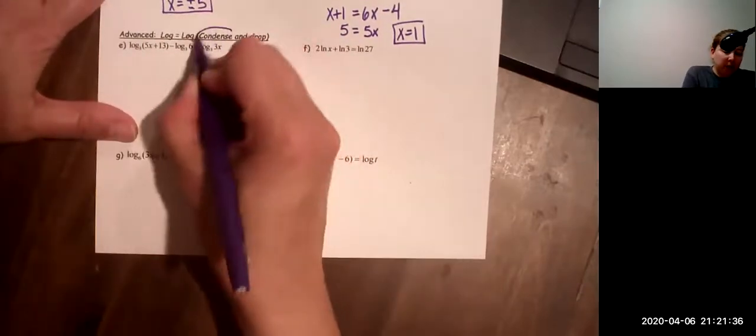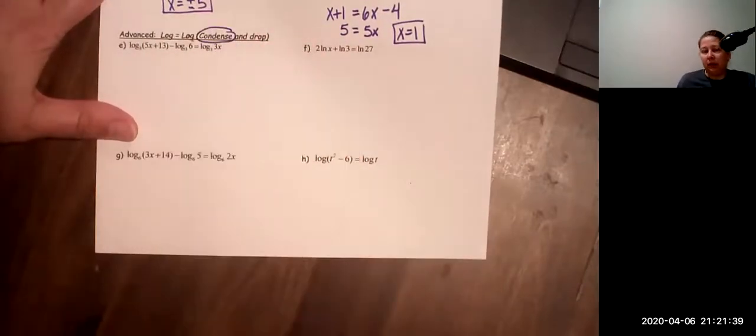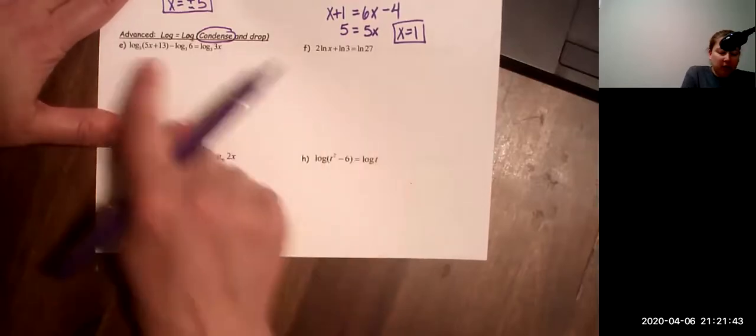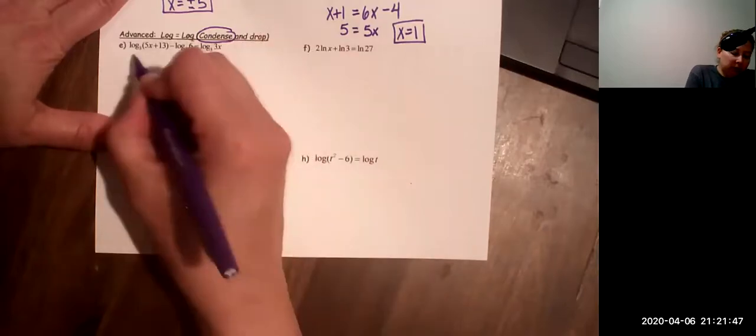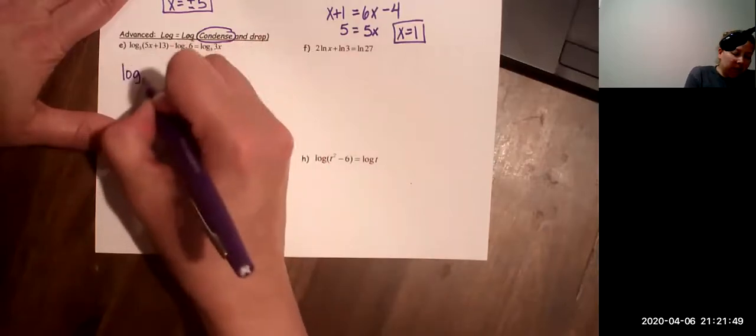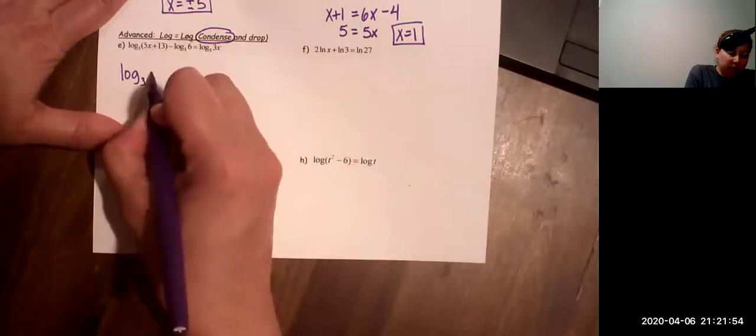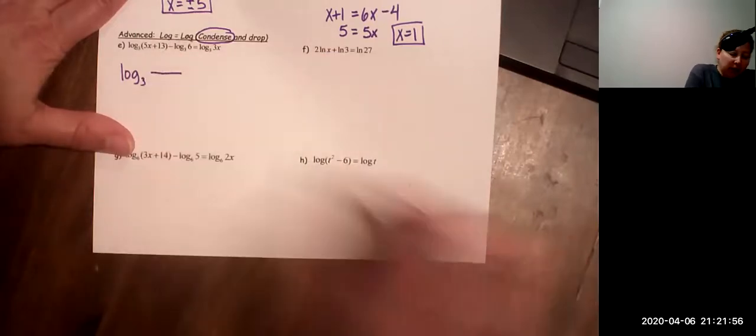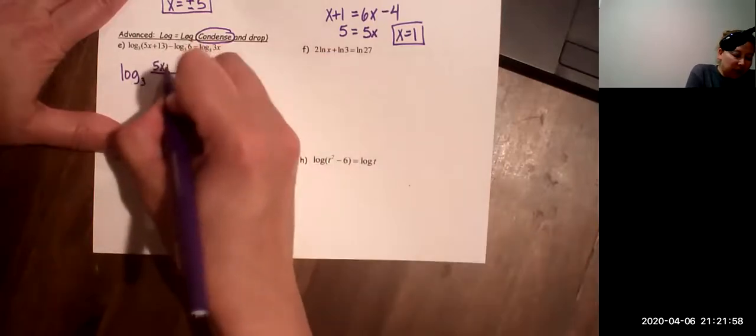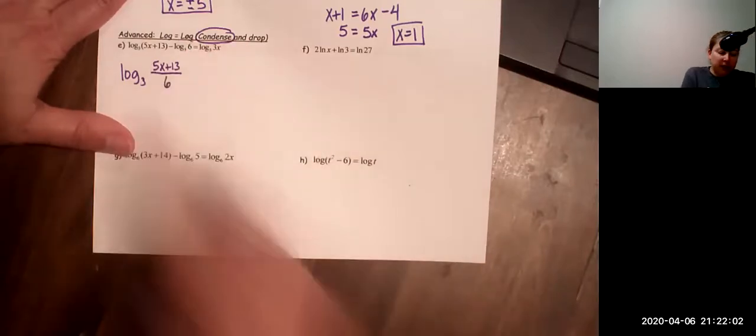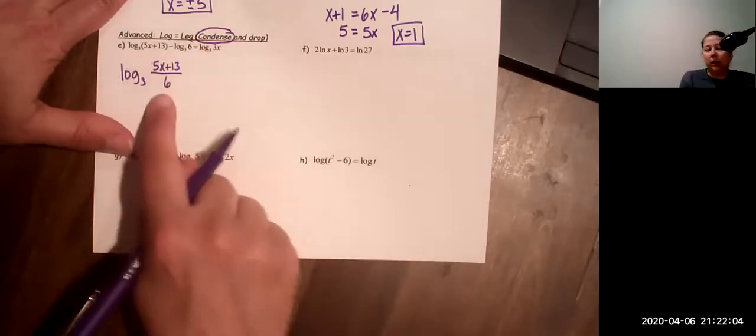So what we're going to have to do is condense. That's what we learned in the last video in the properties thing. It's where we condensed it down. We can turn this side over here into 1 single log. So what you're going to do is log base 3. Subtraction, remember, turns into division. The 5x plus 13 goes on top. The 6 goes on the bottom. So I've condensed this side over here down to 1 log.